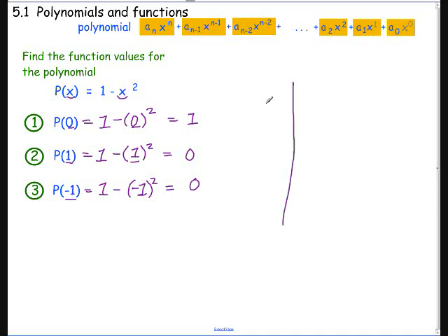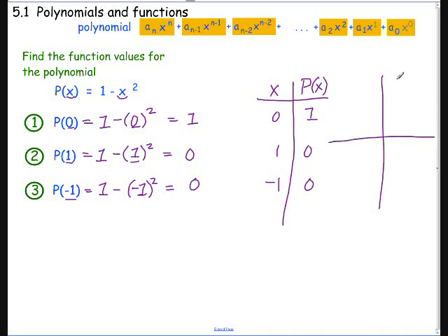Another way you could think about it would be like this. Here's our input. Here's our output, the value of the polynomial. We put in 0, we put in 1, we put in negative 1, and we got out 1, 0, and 0. And of course, still another way we could think about it, we could graph it.